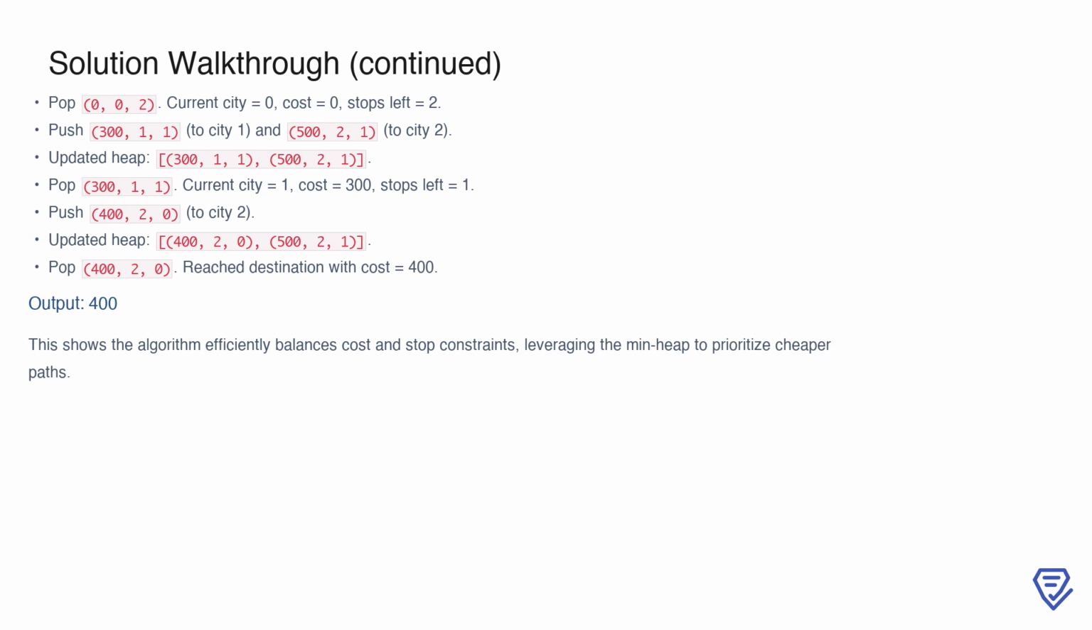This demonstrates how the algorithm efficiently considers both direct and multi-stop paths, prioritizing the cheaper options while respecting the stop constraints. In this case, the output is 400, as the algorithm finds the cheapest valid path within the allowed stops.